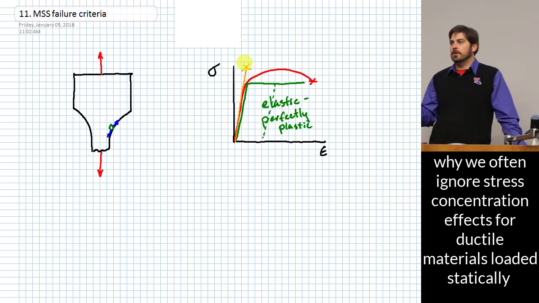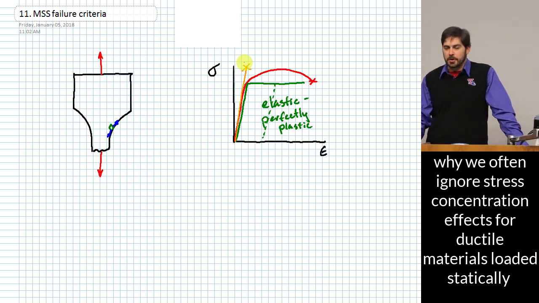Most of the failure criteria that we're going to look at are more or less tailored for ductile materials because that's what we work a lot with in engineering. We like those materials. They give us a little bit more warning before they break. They are a little bit more robust against these stress concentrations. We tend to like ductile materials instead of brittle if we can get them.